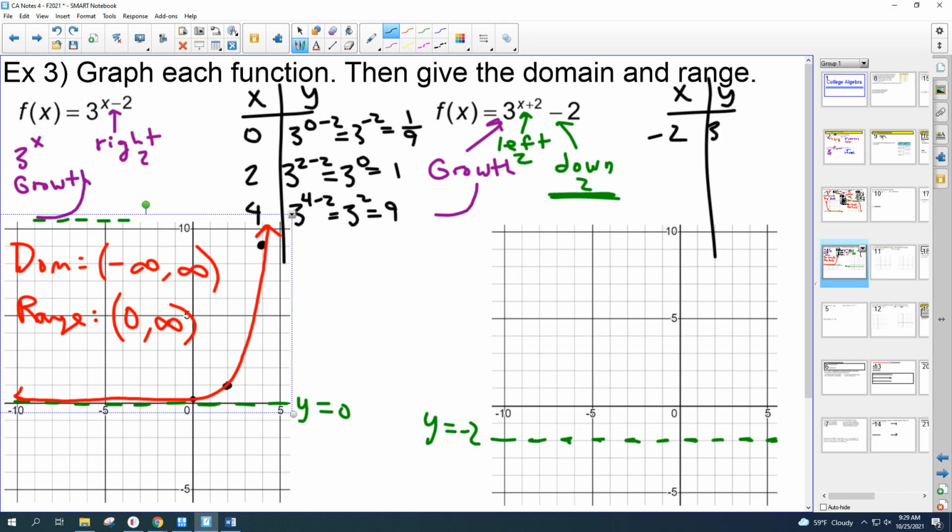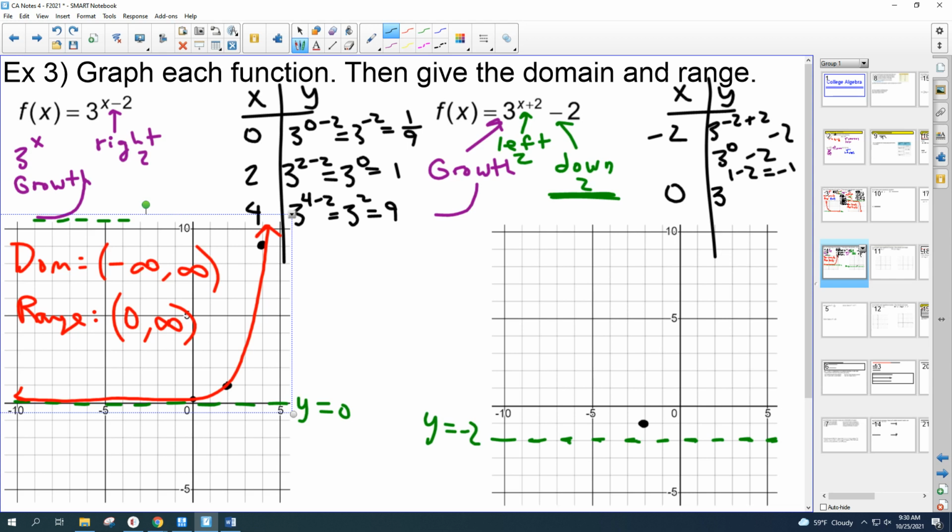If I go 3 to the -2 plus 2, minus 2, -2 plus 2 is 0, so I've got 3 to the 0, that's 1, minus 2 is -1. -2, comma -1 right there. Is that enough to draw a good graph? Probably not. Let's try 0.